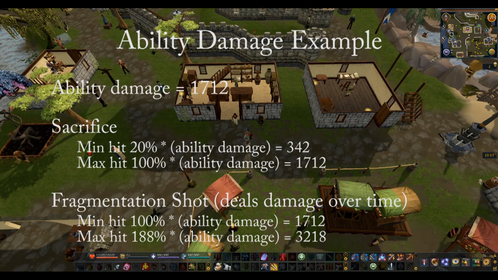Say we had an ability damage of 1712. With Sacrifice, that would mean that our minimum hit is 342, and our maximum hit is 1712. For Fragmentation Shot, which is a damage over time ability, we would have a minimum hit of 1712 and a maximum hit of 3218.